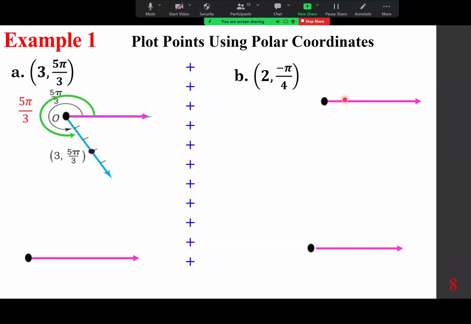This one, (2, -π/4), negative π/4, isn't it clockwise? Because it's negative, it's clockwise. So first, we come up with the angle. Then we draw a line and we go how many? 2 tick marks. So 1 and 2. This is the point (2, -π/4). That's what we are looking for.